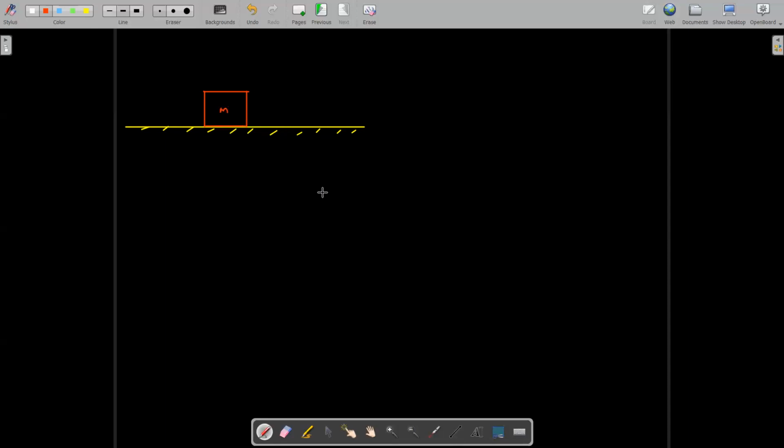Okay. Now, the forces acting on the body: there is a force coming in this direction. There's a force acting in this direction. Okay, and there is another force acting in this direction. Another force acting on the body in this direction.